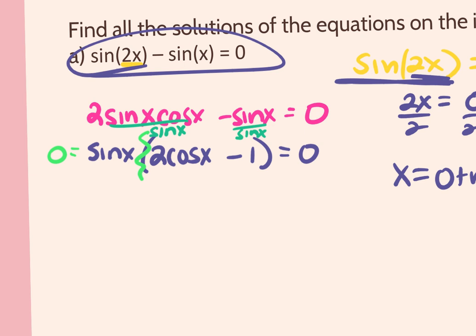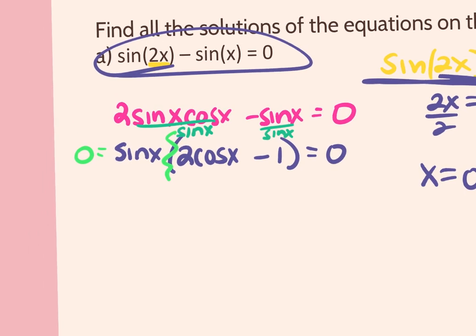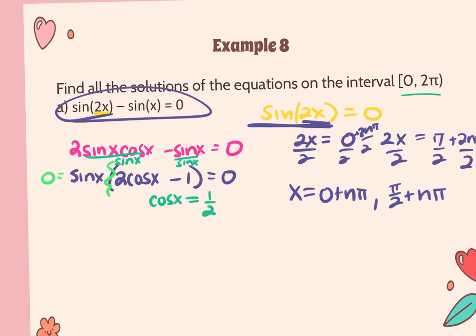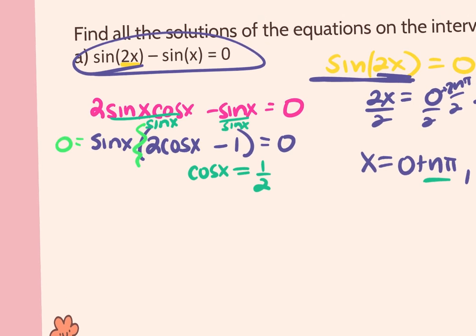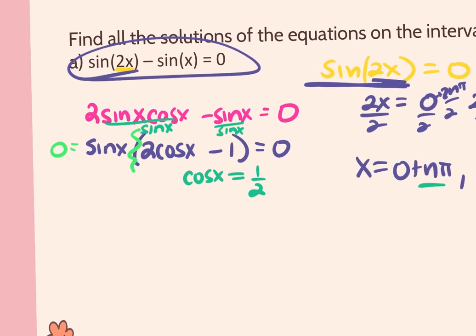All right, now I'm going to split and solve. So I get sine of x equals 0, and I get cosine of x equals 1/2. And it gave you the interval, which means I'm not adding on the interval. I'm not adding these on because it gave me the interval. So where is sine 0? 0 and pi. Where is cosine 1/2? Good. It's pi over 3 and 5 pi over 3.